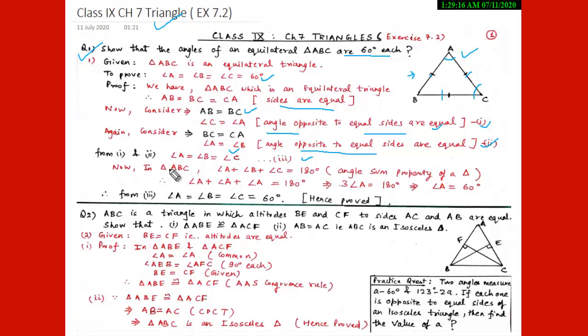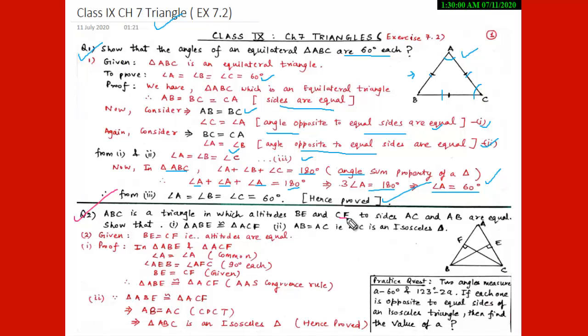Now by applying the angle sum property in triangle ABC, we know that angle A plus angle B plus angle C is equal to 180 degrees. So from equation number 3, if angle A equal to angle B equal to angle C, then from here we have angle A plus angle A plus angle A equal to 180 degrees. So from here thrice of angle A is equal to 180 degrees and therefore angle A is equal to 180 degrees upon 3, which is equal to 60 degrees. So from equation number 3 we know that angle A equal to angle B equal to angle C and therefore all the three angles are equal to 60 degrees. So hence proved.